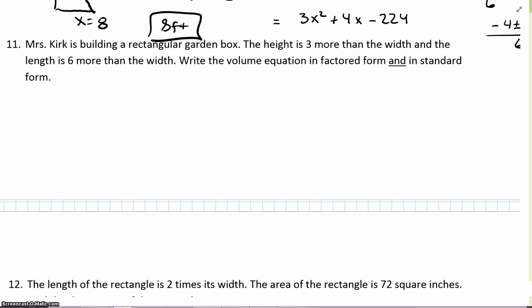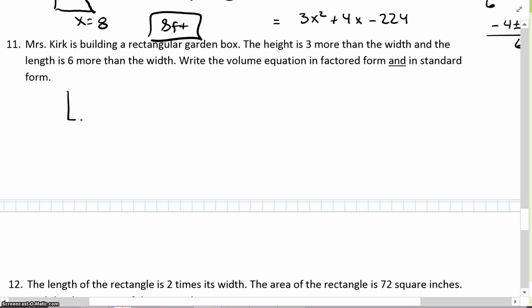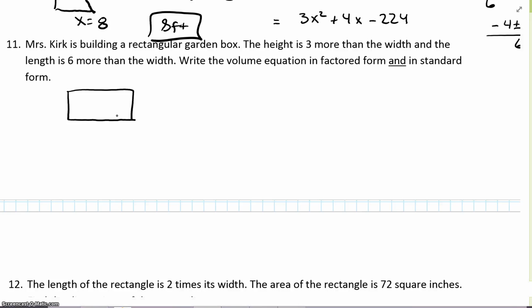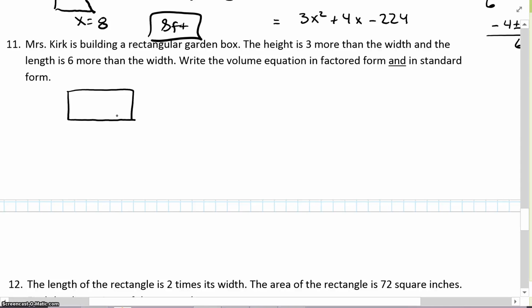Mrs. Kirk is building a rectangle garden box. The height is 3 more than the width. Okay, so the height is 3 more than the width, and the length is 6 more than the width. So write the volume equation, factored form and in standard form.